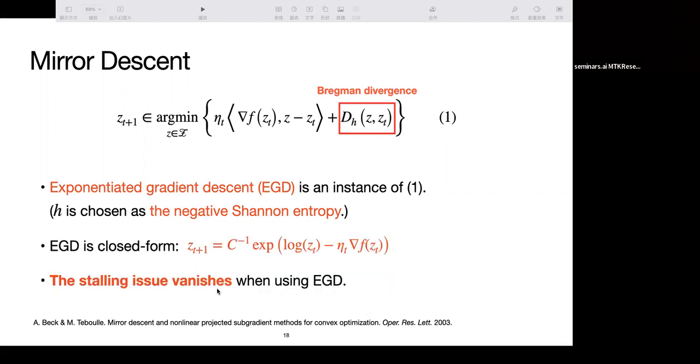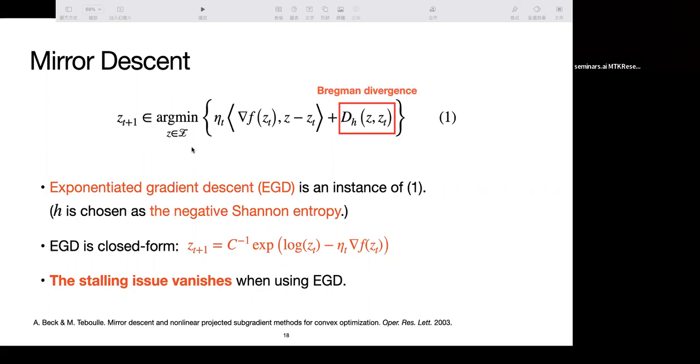And we just talked about the stalling issue in the introduction section. This issue can vanish when using exponentiated gradient descent. This is because exponentiated gradient descent always generates vectors in which each element is positive. Therefore, the corresponding iterates are always well defined.